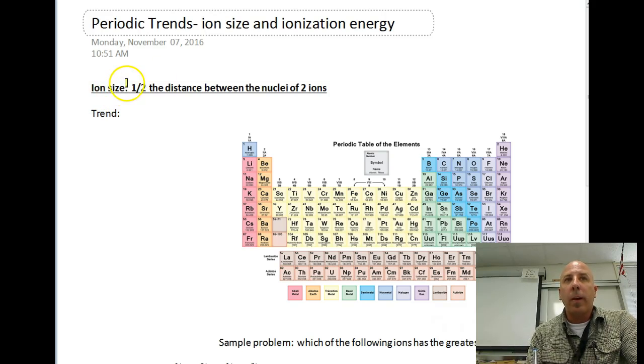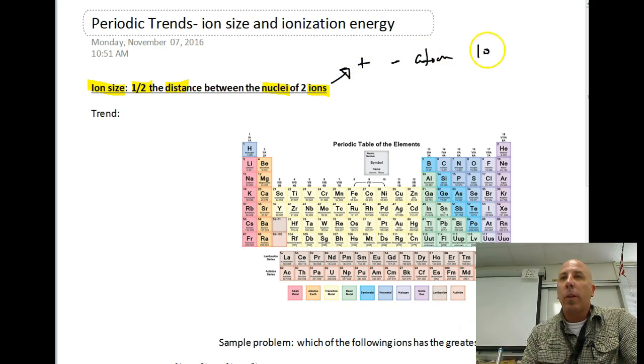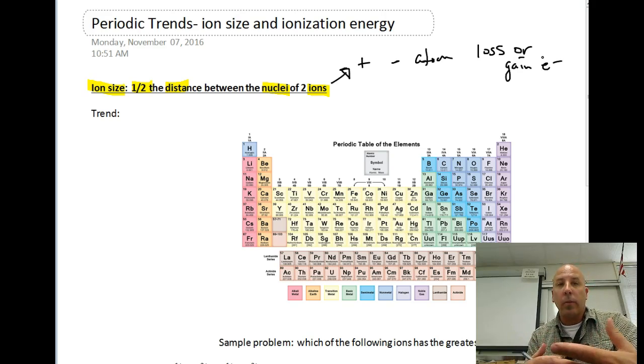The trend that we're going to be talking about today is the trend called ion size. And with this trend, this definition might sound a little bit familiar. It's half the distance between the nuclei, but instead of atoms, it's of ions. And we did talk about ions previously. Remember, an ion is either a positive or a negative atom due to the loss or gain of electrons. If you lose electrons, you become positive. If you gain electrons, you become negative. All in order to have that stability achieved by having noble gas electron configuration.